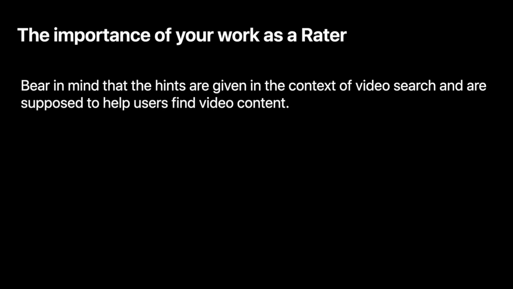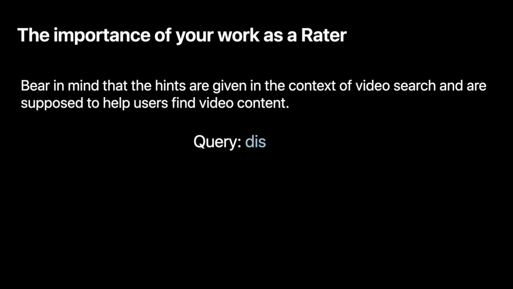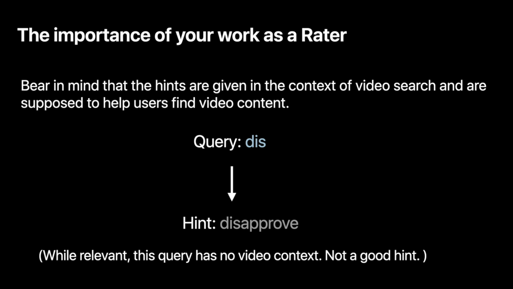Bear in mind that the hints are given in the context of video search and are supposed to help users find video content. For example, for the query DIS, the hint Disney is a relevant hint as Disney is a video-related query. Whereas the hint disapprove, while it's relevant, does not point to anything that has video context. This would not be a good hint for the query DIS.